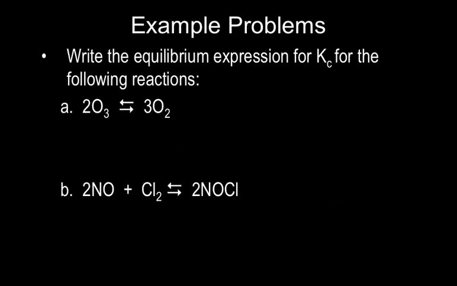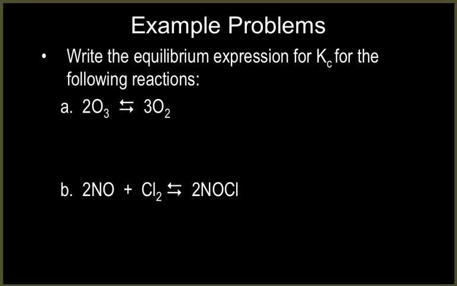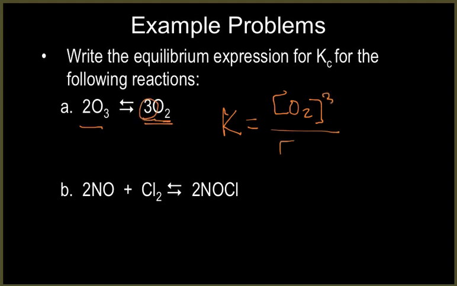Okay, so let's try a couple example problems here. It says to write the equilibrium expression, Kc, for the following reactions. So like we said, all we're going to do is do our K equals, and then we're going to take products over reactants raised to the power of the coefficient. So K for this one is going to be O2 to the third. So this is the O2 raised to the third over a concentration of O3 raised to the second. So that's all you have to do for that.